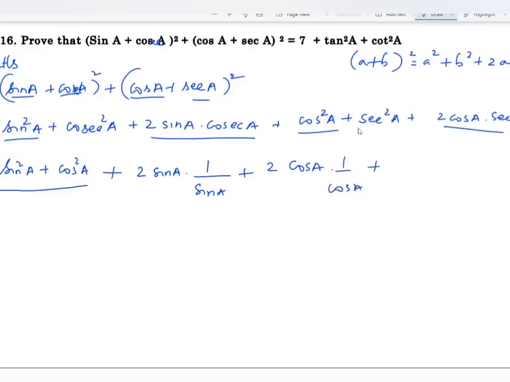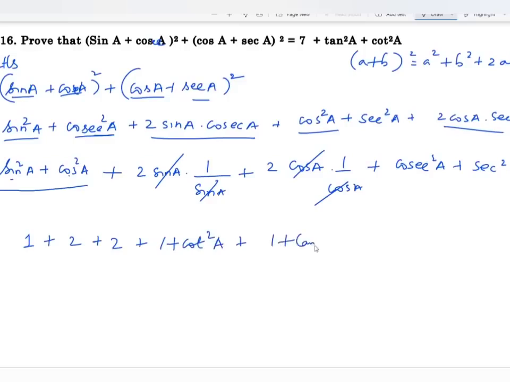What is remaining now? The remaining is cosecant square A plus secant square A. Now sin A, cos A will get cancelled. Sin square A plus cos square A is 1. 1 plus 2 plus 2 plus, what is cosecant square A? Using identity it is 1 plus cot square A. What is secant square A? It is 1 plus tan square A. Now add all the constants.